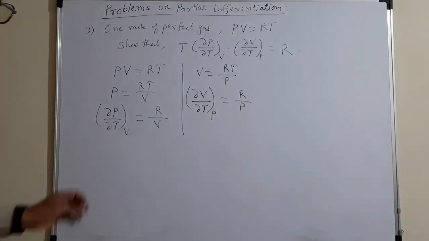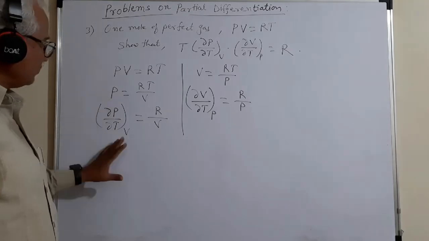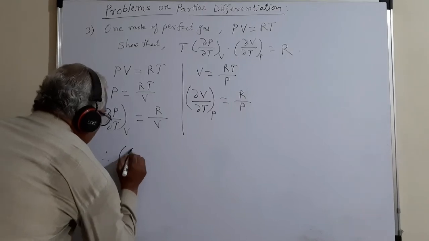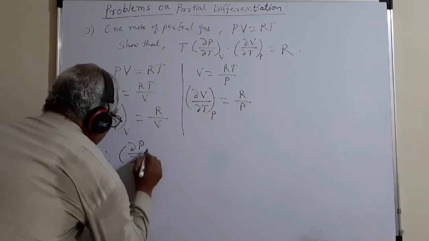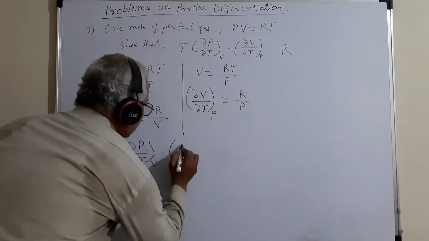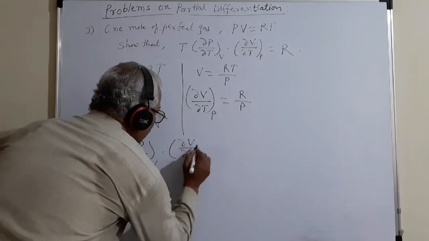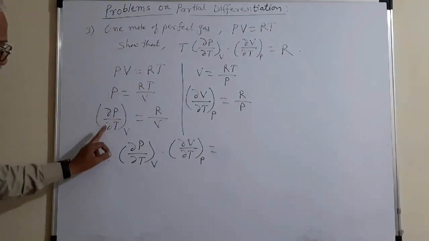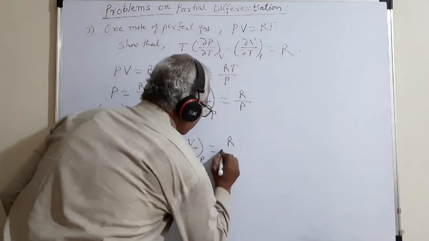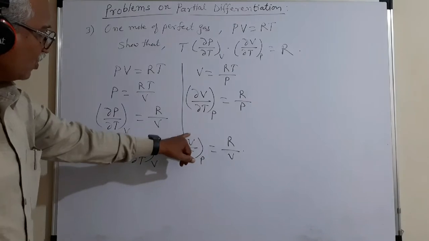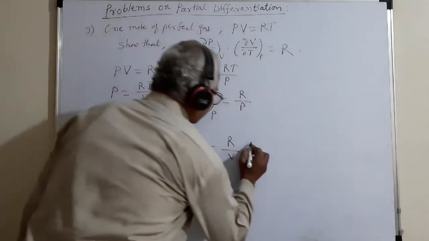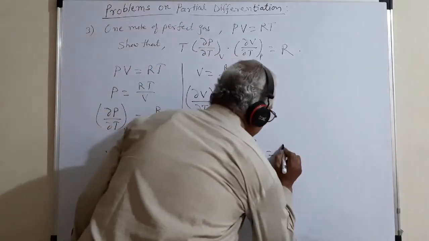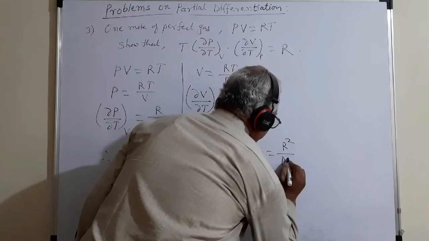And now, taking the product of dou P by dou T at V and dou V by dou T at P, we get dou P by dou T at V into dou V by dou T at P is equal to R upon V, the expression for dou P by dou T at V, times R upon P, the expression for dou V by dou T at P. So this is equal to R square upon PV.